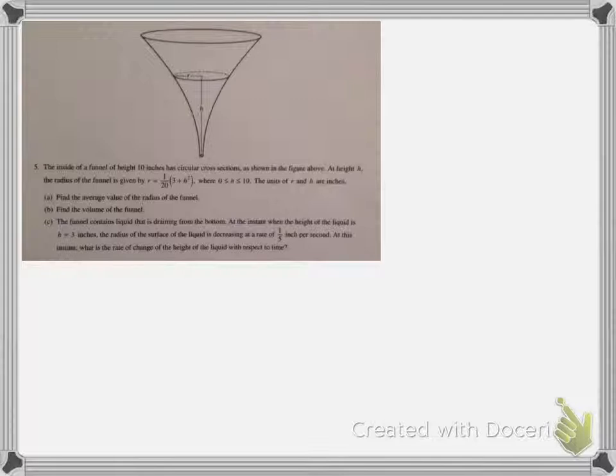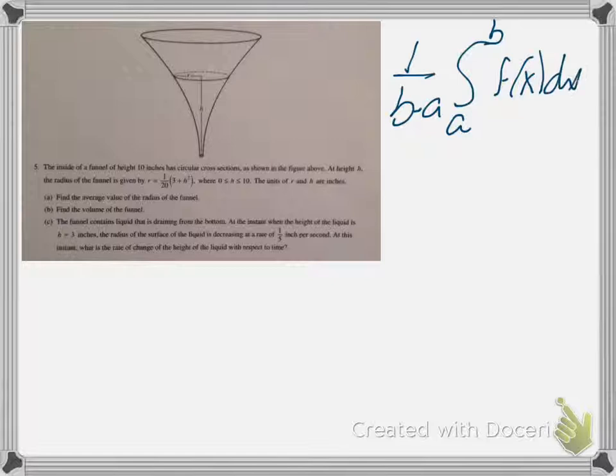Anyhow, so here's 2016 number 5, which looks a lot more complicated than it actually is. So for A, you have to find the average value of the radius. Remember, average value is 1 over b minus a, the integral from a to b of f of x dx.